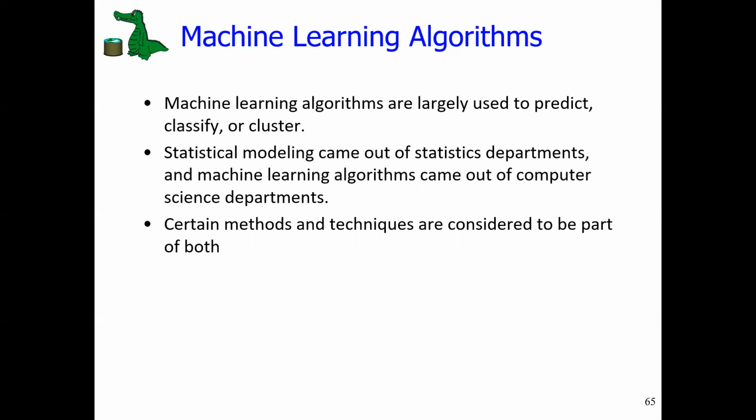Here, statistical modeling was designed, developed, studied, and researched in the statistics department, and machine learning algorithms in the computer science stream. So certainly there will be methods and techniques that are part of both statistical modeling as well as machine learning. And we can interchange statistical modeling and machine learning algorithms in data science. In general, machine learning algorithms are the basis of artificial intelligence.